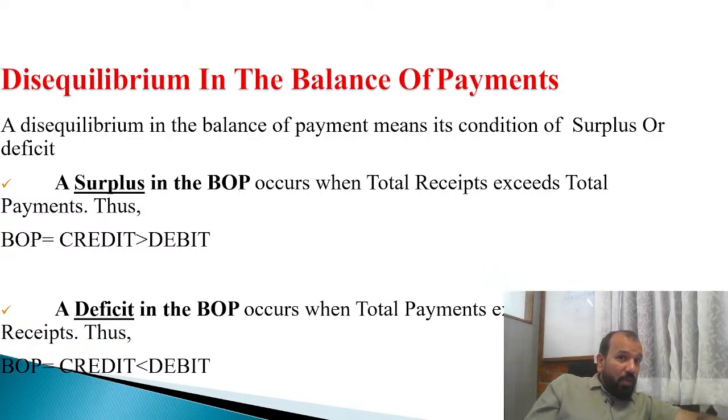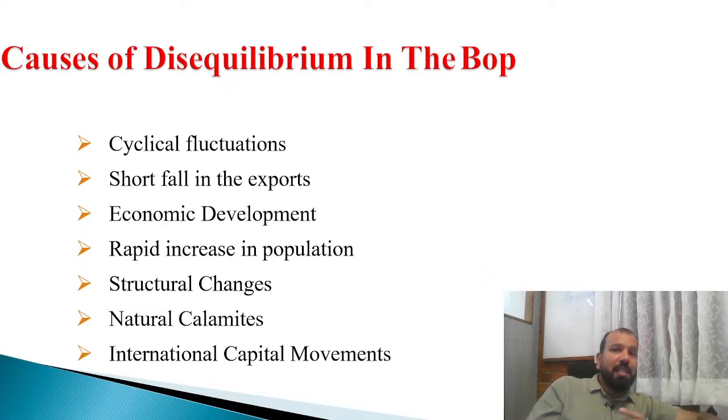Now, what is the disequilibrium in the BOP account? If BOP credit is more than debit, it is a surplus. If credit is less than debit, the BOP is in deficit. What are the causes of disequilibrium? Cyclical fluctuations in the economy, shortfall in exports. If exports are less than imports, the balance of payments is in disequilibrium.